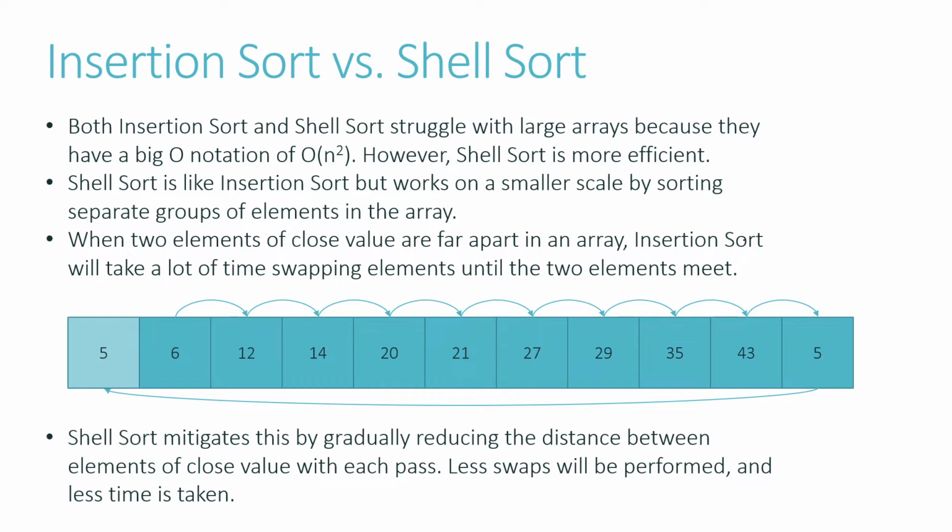Shell sort is like insertion sort, but works on a smaller scale by sorting separate groups of elements in the array. When two elements of close value are far apart in an array, insertion sort will take a lot of time swapping elements until the two elements meet. Shell sort mitigates this by gradually reducing the distance between elements of close value with each pass. Fewer swaps will be performed and less time is taken.